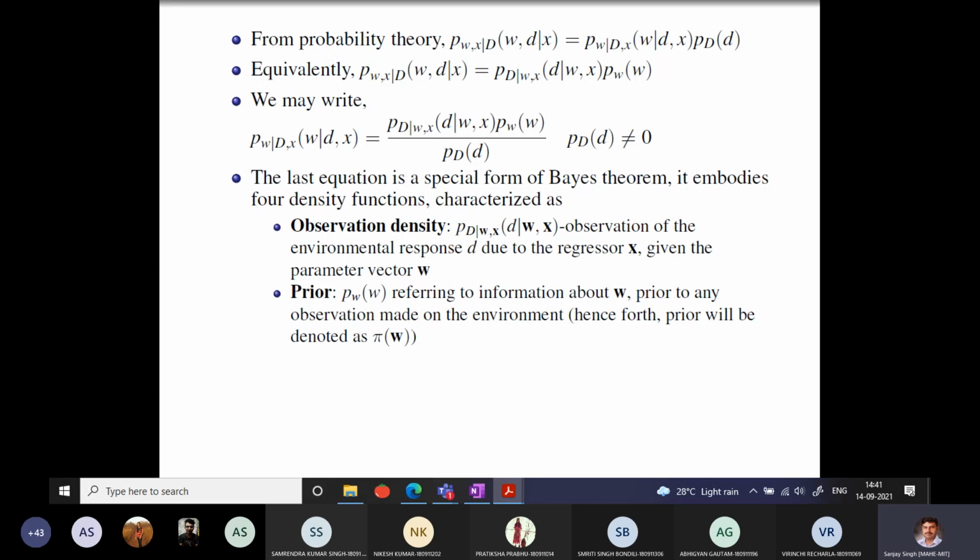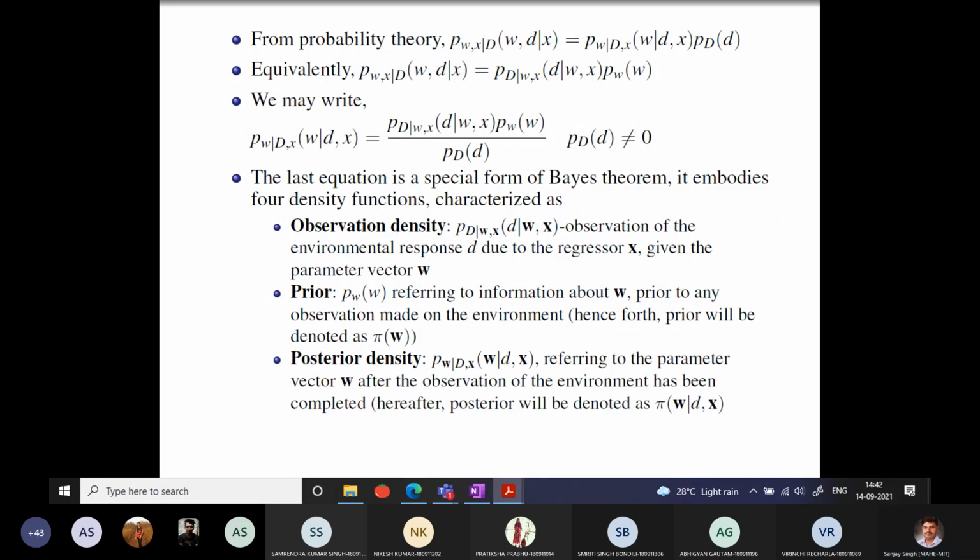Then there is something called the prior probability. The prior probability is nothing but P(W), referring to the information about W prior to any observation made on the environment. Before observation, you have this. Henceforth we'll be denoting this prior probability by pi(W). It's just a notation. We could have used any other function as well.